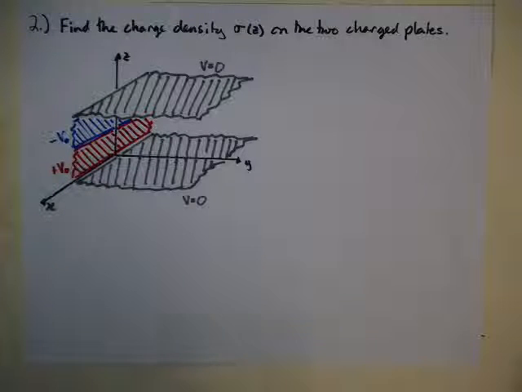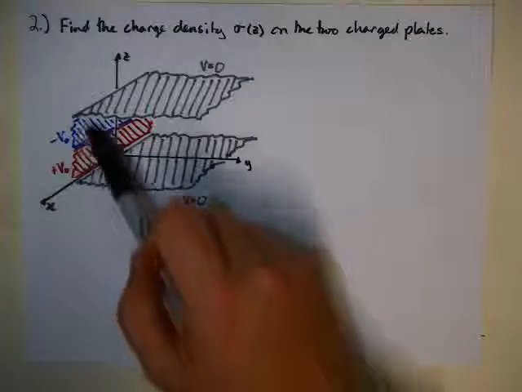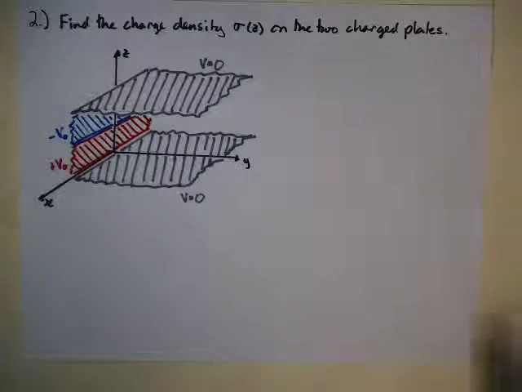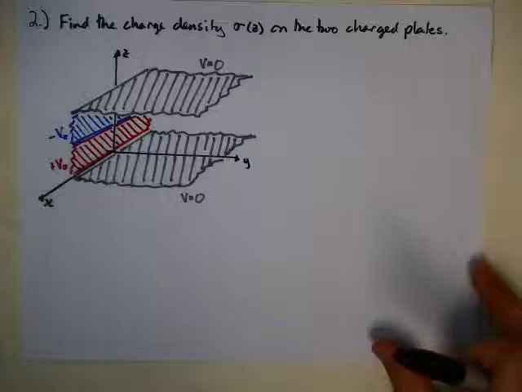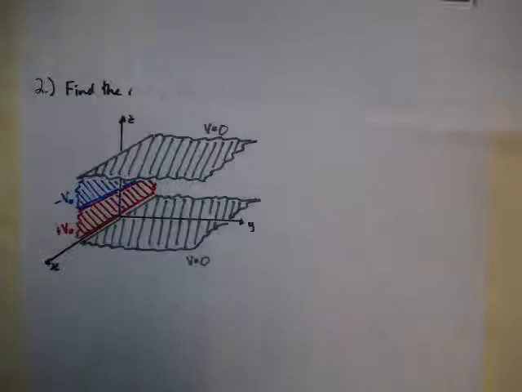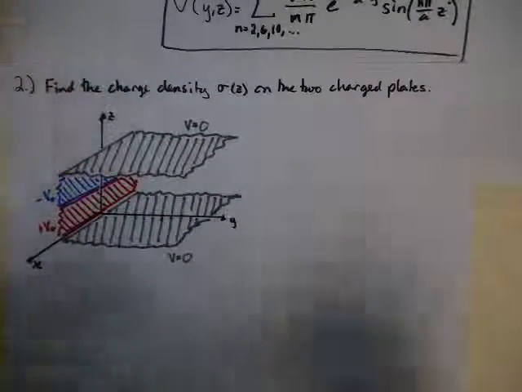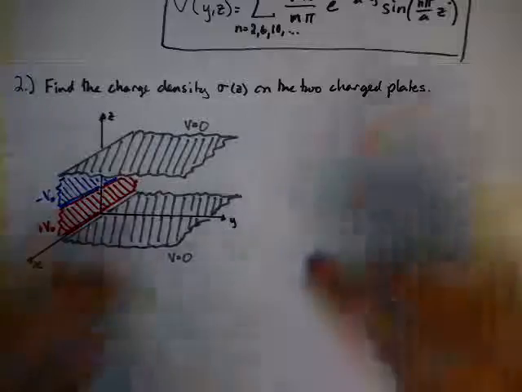Homework 5, problem 2: find the charge density sigma of z on the two charged plates for the same problem that we did for problem 1. To start out, I'm just going to write down what we know about the potential for problem 1, which is what we found last time. So I'm just going to copy this down.